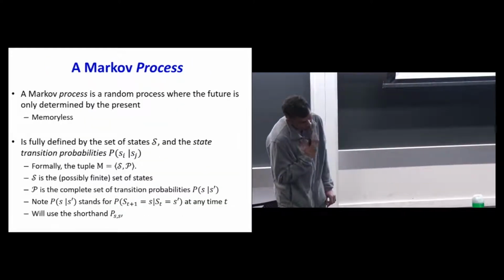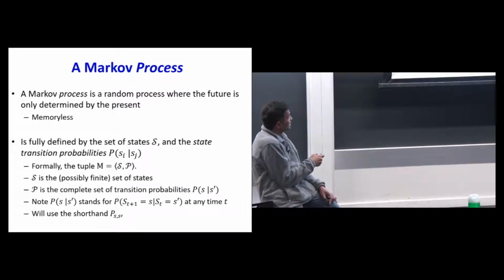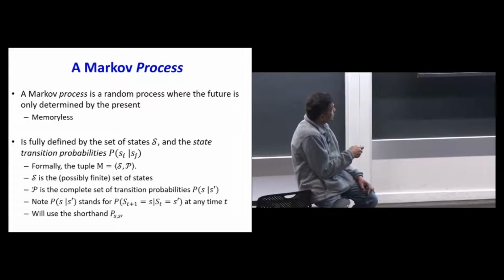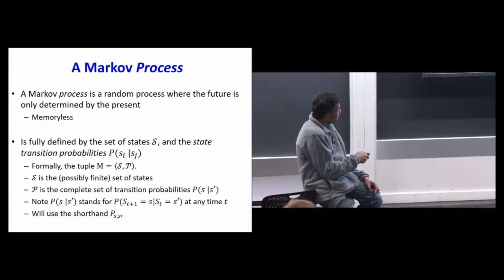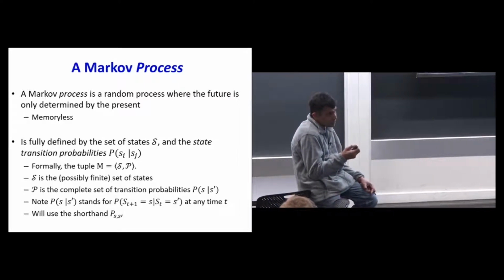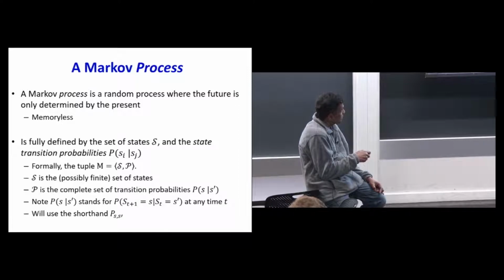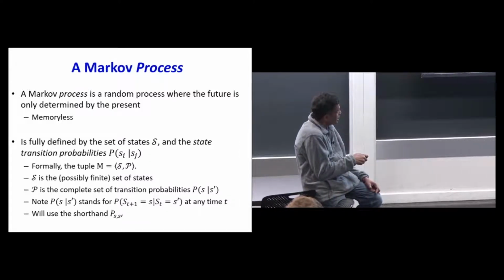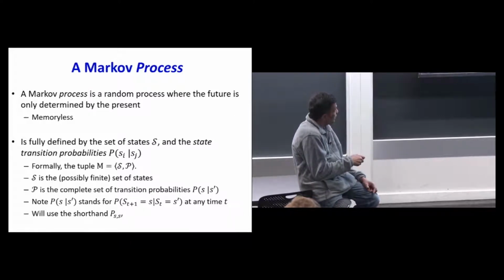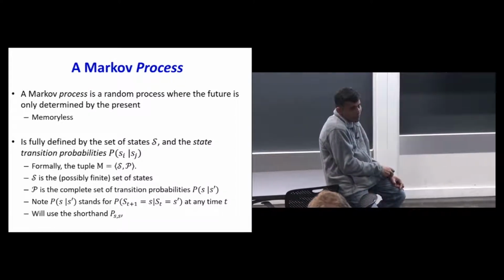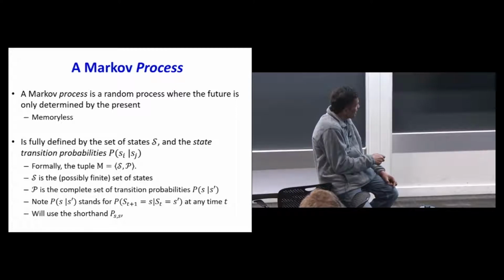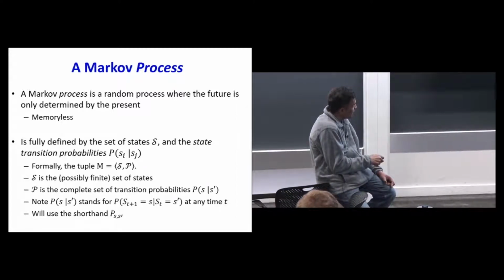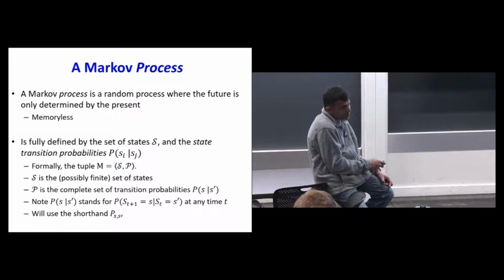So that brings us to our first mathematical definition, which is a Markov process. A Markov process is a random process where the future is determined only by the present. It's memoryless. It's fully defined by the set of states and the state transition probabilities. Again, keep in mind that we have to define the states carefully. Formally, a Markov process is defined by this tuple, which includes the set of states and the transition probabilities, where the set of states is a possibly finite number of states. The transition probability is a full, complete set of transition probabilities. And when I write P of S given S prime, I'm really saying P of the state at time t plus 1 equals S, given the state at time t is S prime.